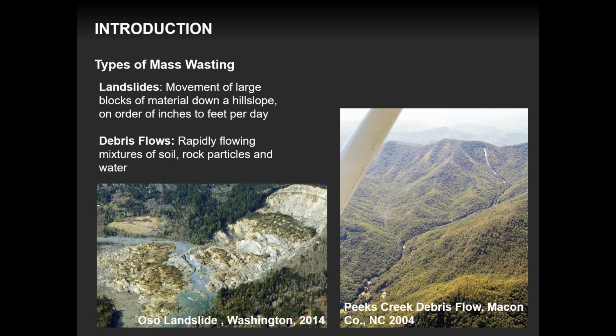The example here is from Macon County, North Carolina in 2004. This is the Peaks Creek debris flow. It initiated up here on Fishhawk Mountain, traveled downslope some 2.25 miles, killed 5 people, really impacted the community, and these things really don't let anybody have any warning.